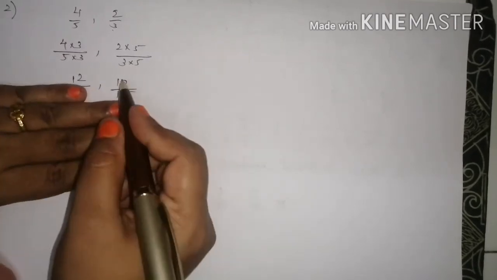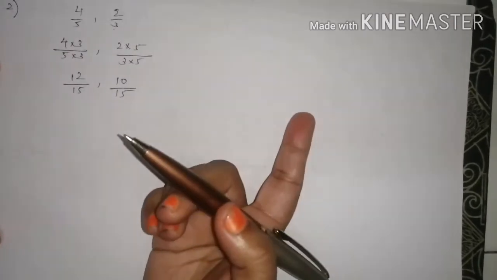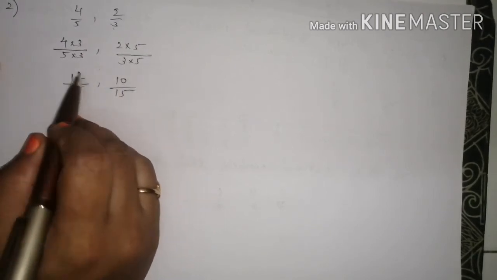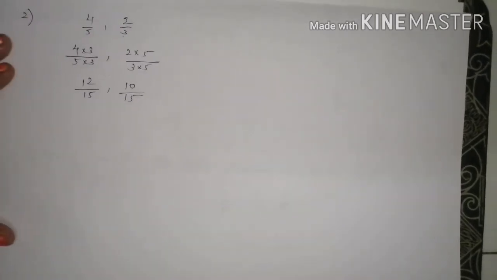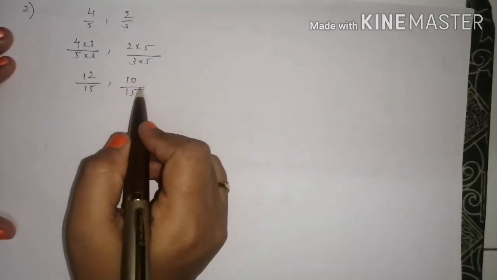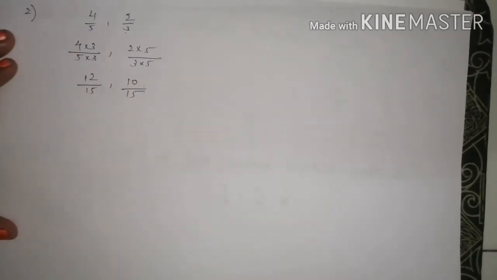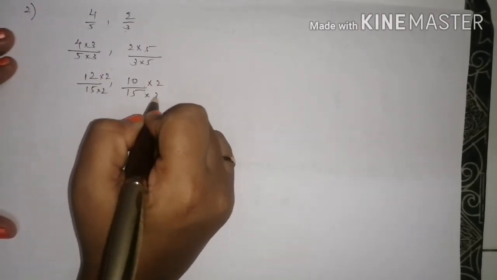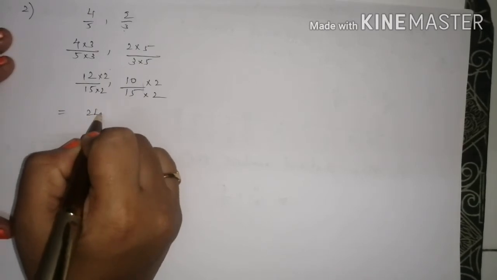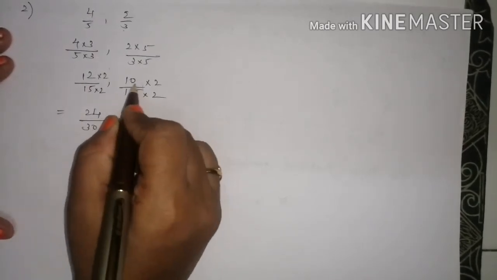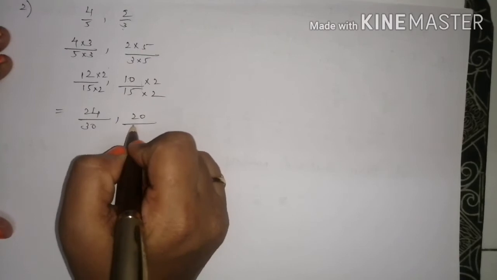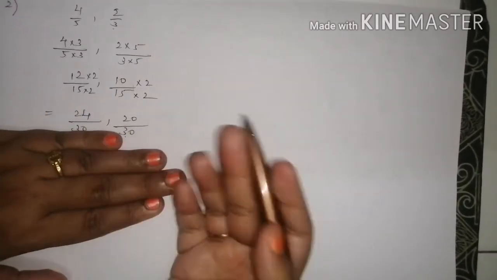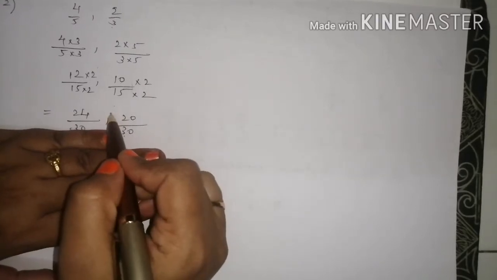So between 10 and 12, how many rational numbers are coming? Only one is coming, 11 upon 15. 10, 11 and 12. But we want 3. So what do we have to do? Again we will multiply both fractions by 2. 12 2s are 24, 15 2s are 30, 10 2s are 20 and 15 2s are 30. Now see, the denominator is the same, and between 20 and 24 we are getting three numbers, 21, 22 and 23.